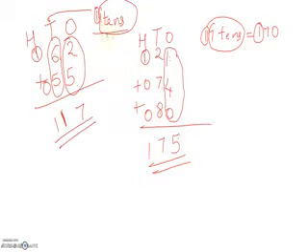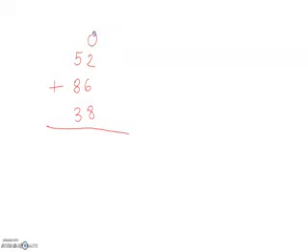Okay. Now we can see the addition of two-digit numbers with regrouping tens and ones. For example, all of you listen here. Add 52 plus 86 plus 38. Here we have ones place, tens place, let's write hundreds place. Here in the ones group we have 2 ones, 6 ones and 8 ones. 2 plus 6 plus 8 is 16 ones.